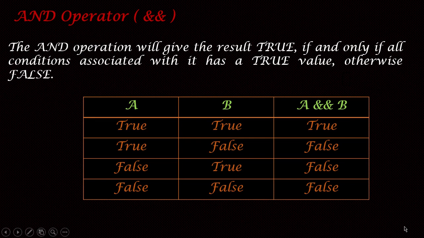Now what my AND operation said is that it will give the result true only in that situation where all the conditions have a true value. So only in the first row we can see that both are true. Only in this situation the outcome of the AND operation between the two conditions is true, and all other cases have a false value. Next is the OR operation.